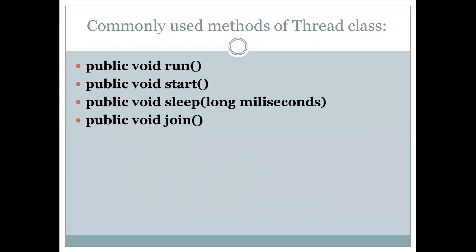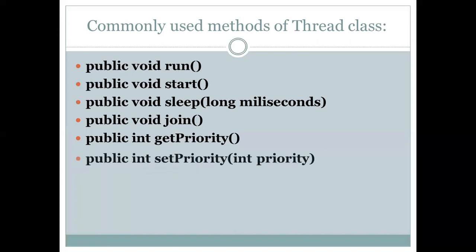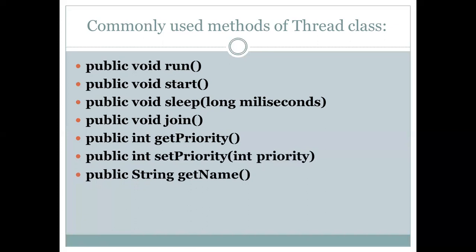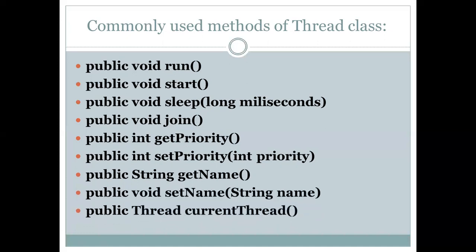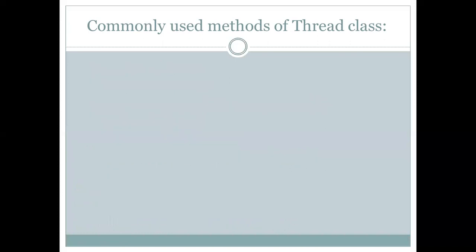The join method will wait for a thread to die. The getPriority method will get the priority of the running thread. setPriority will set the priority for the current thread. getName will give the name of the current thread. setName will set the name of the thread. currentThread will give you the details of the currently executing thread. The next method, getId, will fetch the ID of the thread.